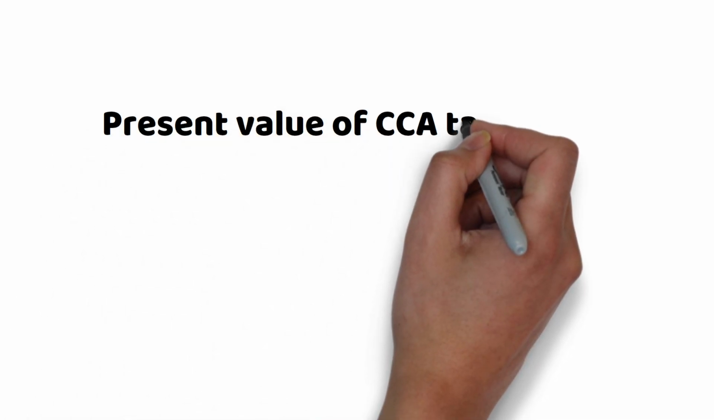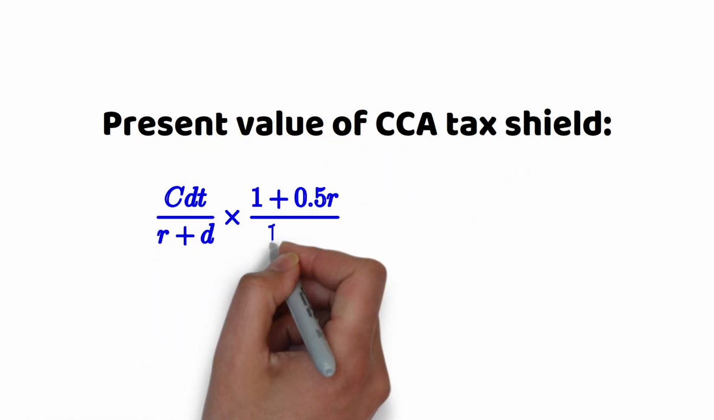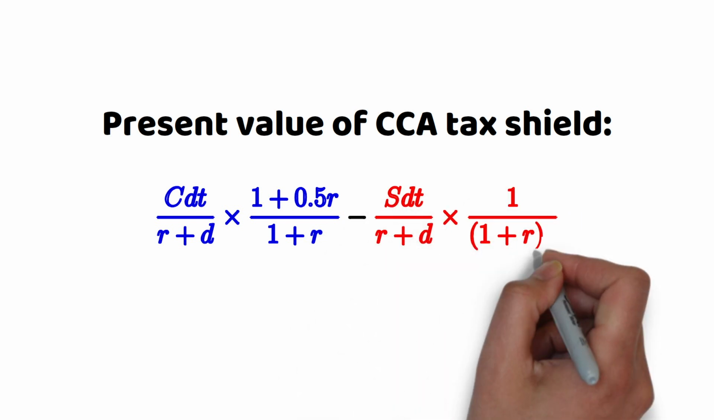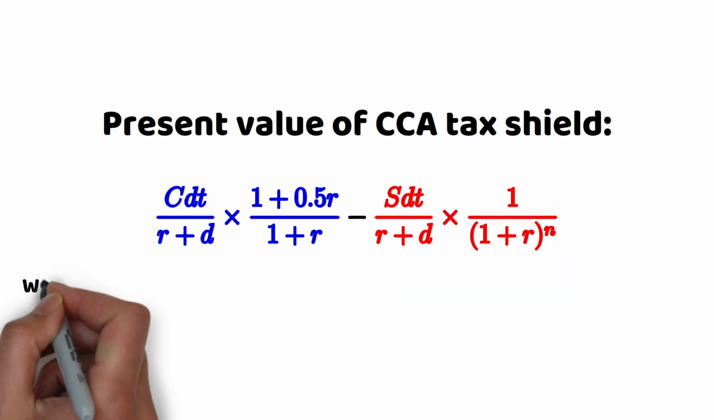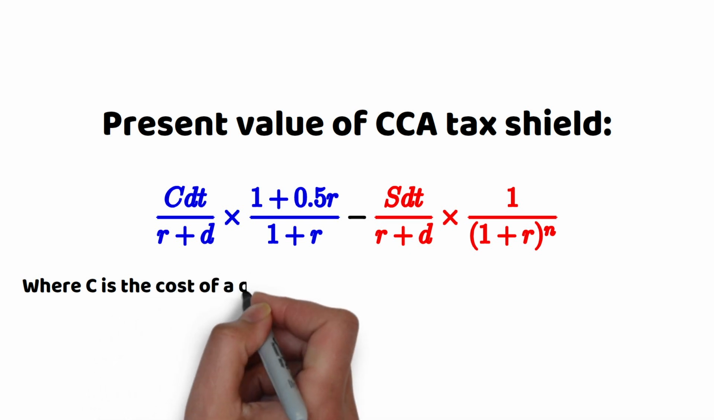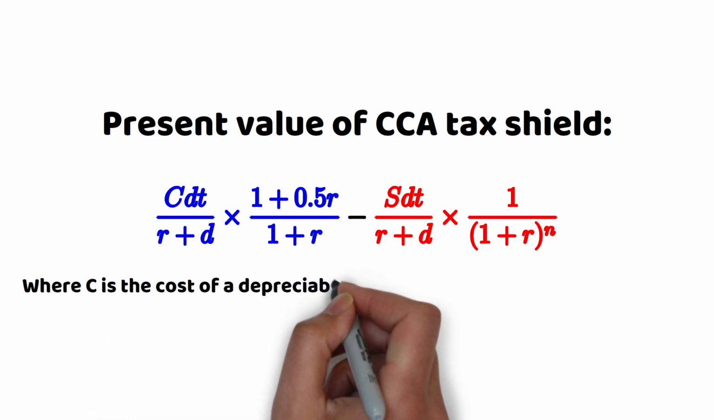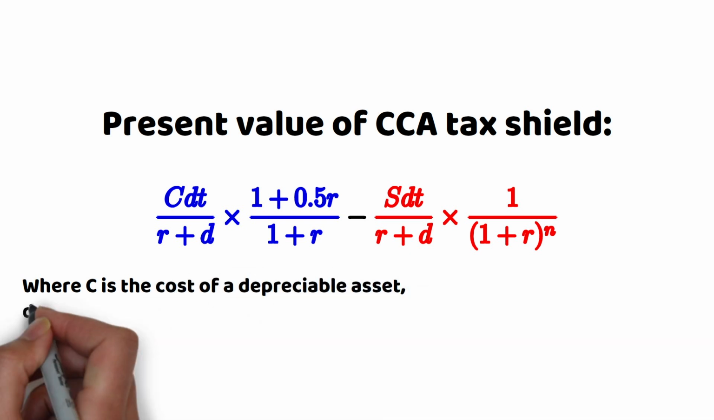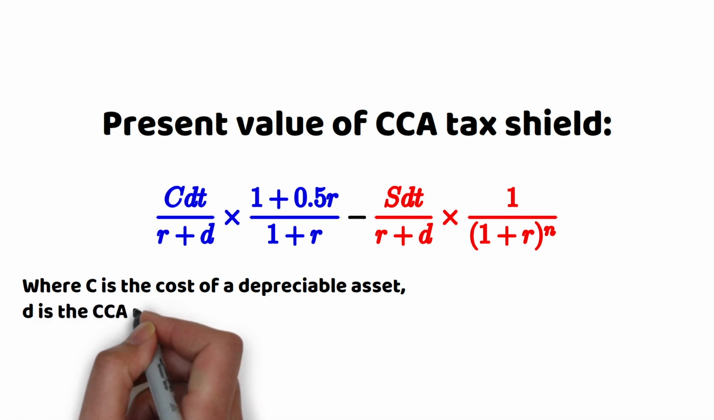Okay, so today I'm going to show you how to derive the present value of the CCA tax shield. The formula is the difference of two terms. In this formula, C represents the cost of the depreciable asset, how much money you pay for it.